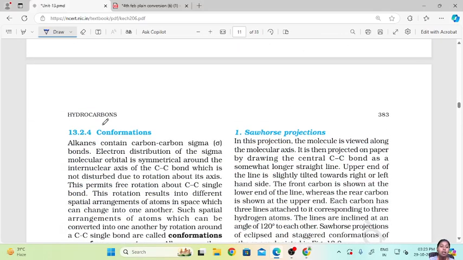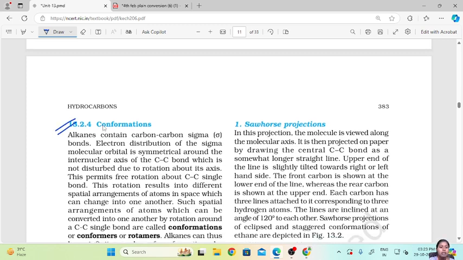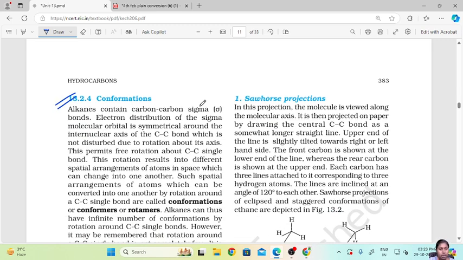Next is conformations. Okay, what type of conformations are there? Now alkanes contain carbon-carbon sigma bonds. Alkanes are basically formed of single bonds, so they contain carbon-carbon single bonds, that is a sigma bond. Now the electron distribution of the sigma molecular orbital is symmetrical around the internuclear axis of the carbon-carbon bond, which is not disturbed due to rotation about its axis.